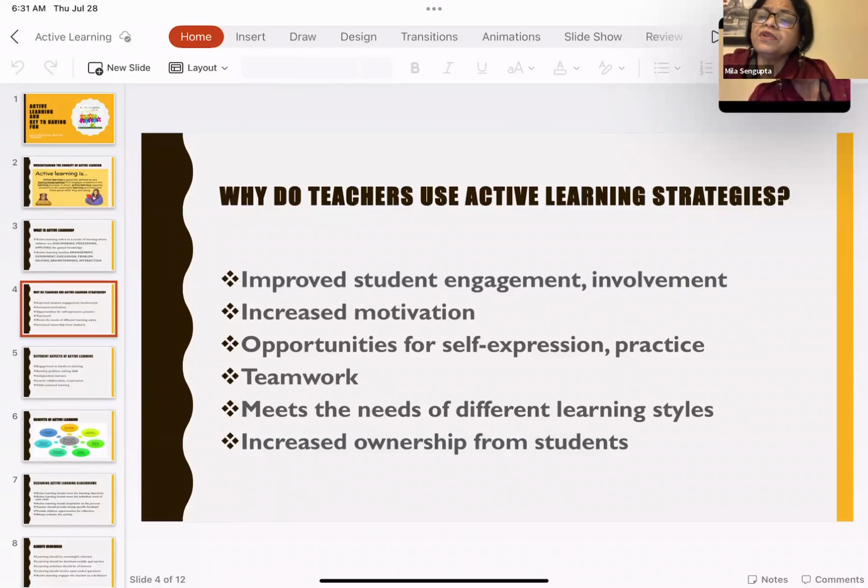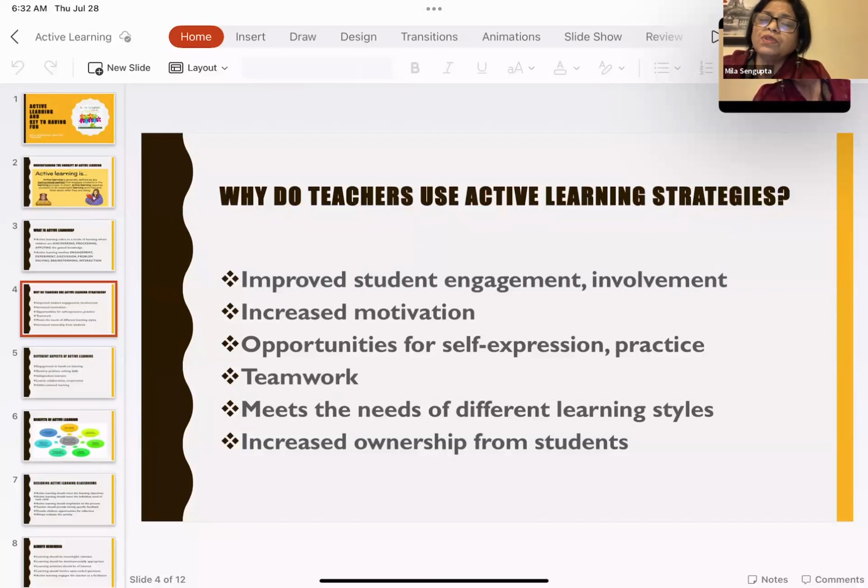It meets the different learning styles of children. Like children, we adults also know that there are different learning styles that each one has. Some are visual learners. They see things and they learn better. Some are auditory learners, which means they hear it. Some are kinesthetic learners, which means they have to do something with their own hands in order to learn.